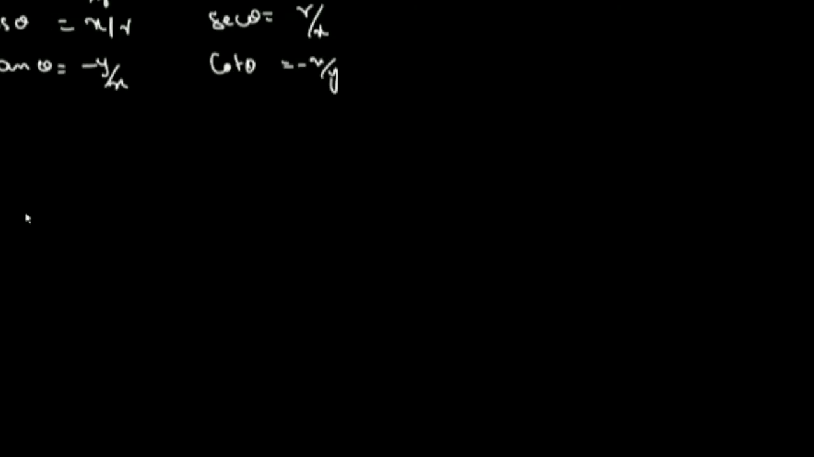How to find trigonometric ratios of allied angles? Sine 90 minus theta, the complementary ratio. What is sine 90 minus theta? It will become cos theta. These are allied angles actually. 90 minus theta is an allied angle of theta.